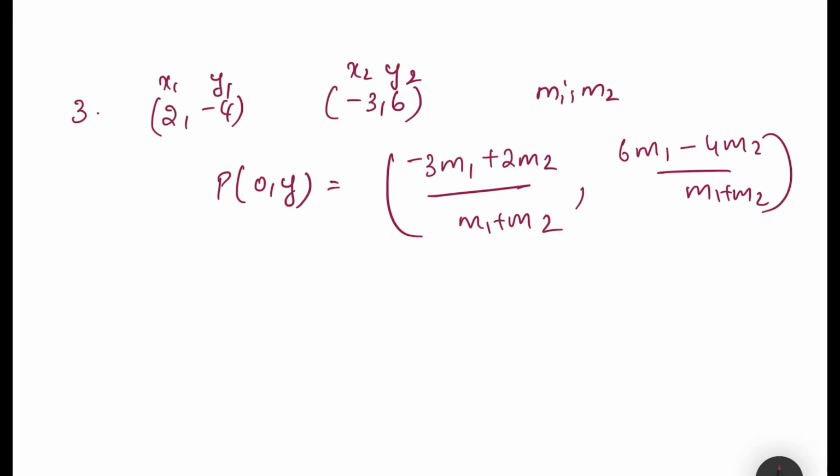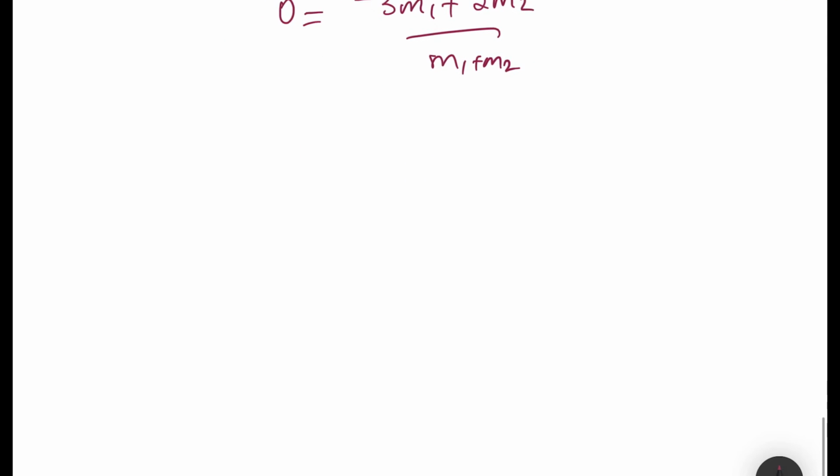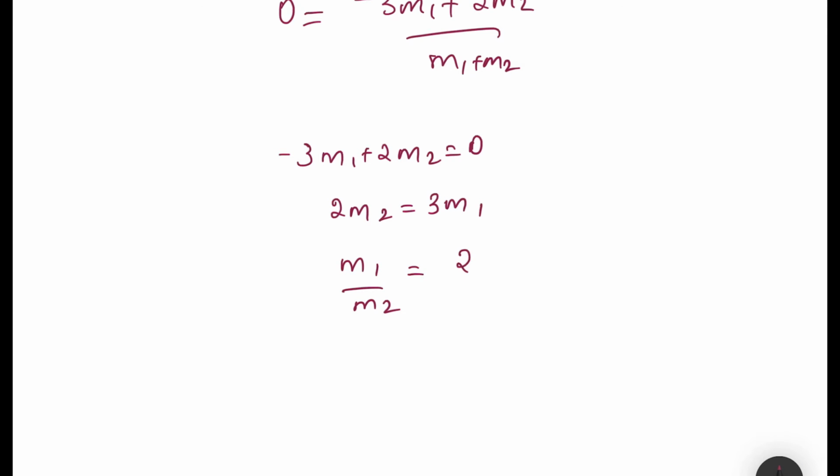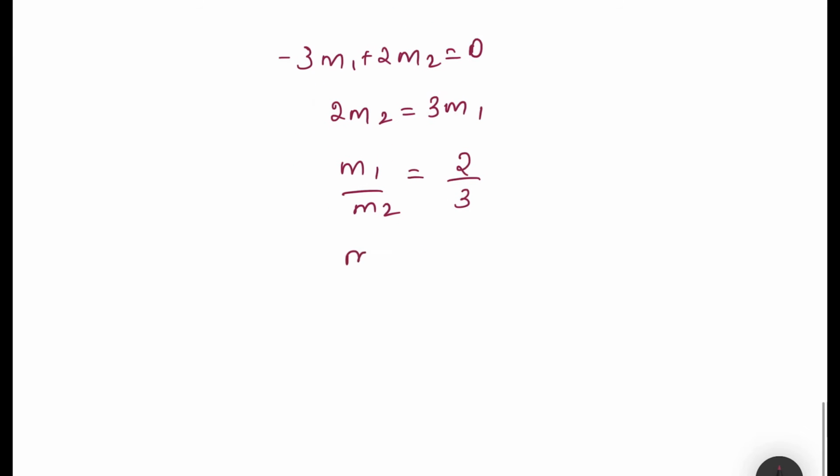So again here I can take the x part. 0 is equal to (minus 3m1 plus 2m2) by (m1 plus m2). So I will get minus 3m1 plus 2m2 equal to 0, so 2m2 equal to 3m1. m1 by m2 equal to 2 by 3. So you get m1 is to m2 equal to 2 is to 3. That will be the ratio we need to find out.